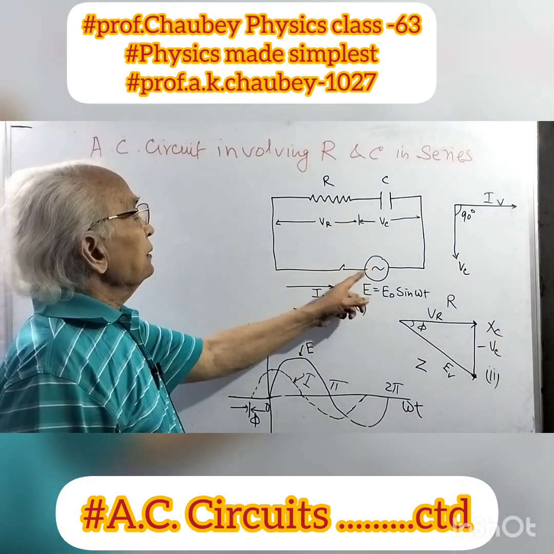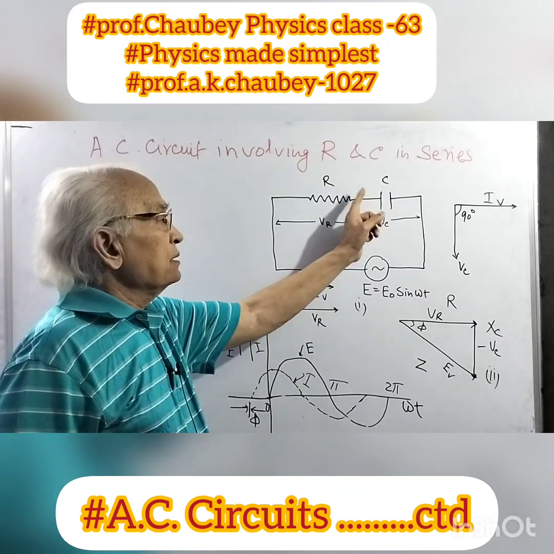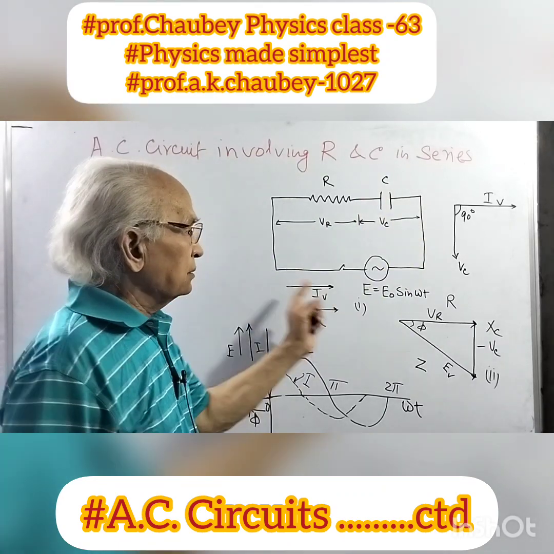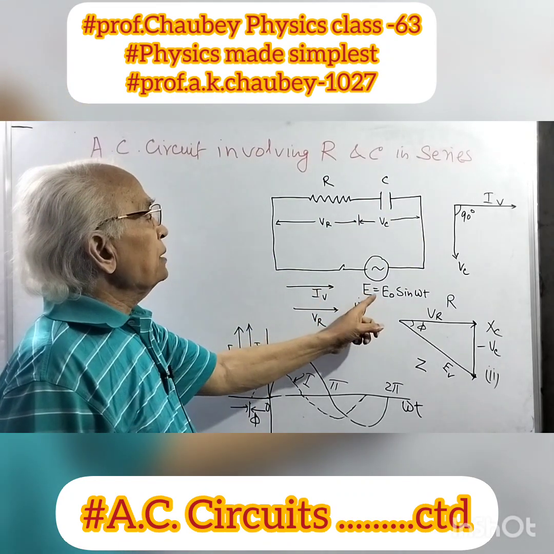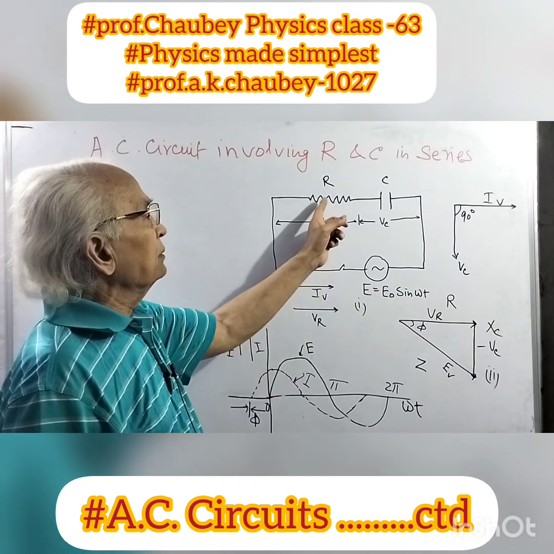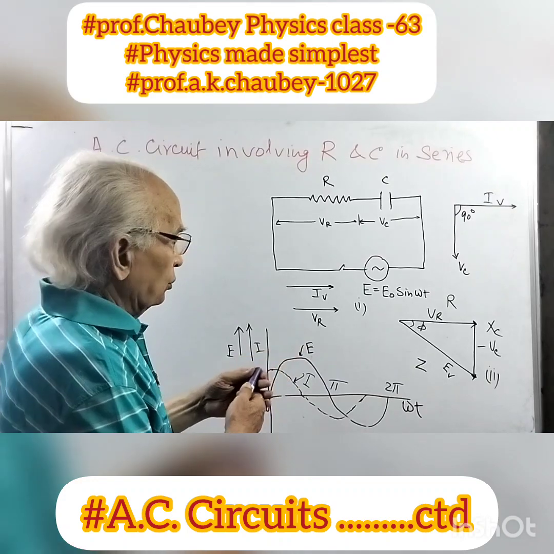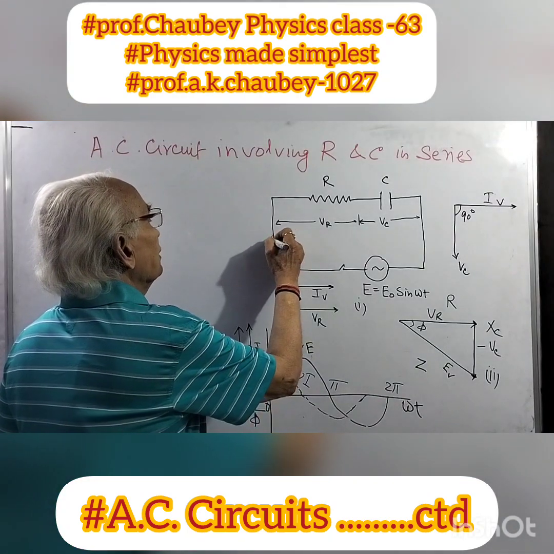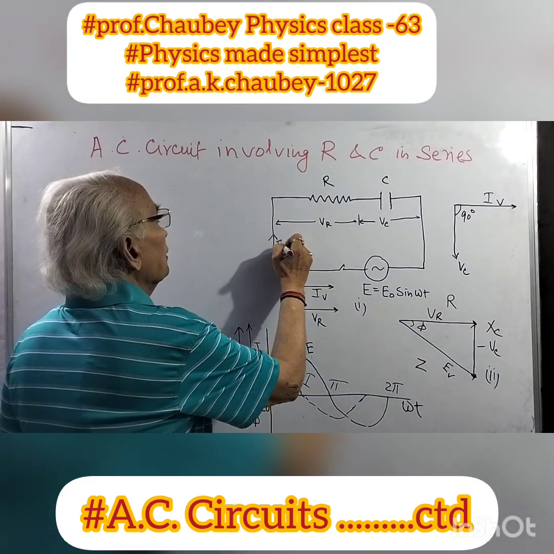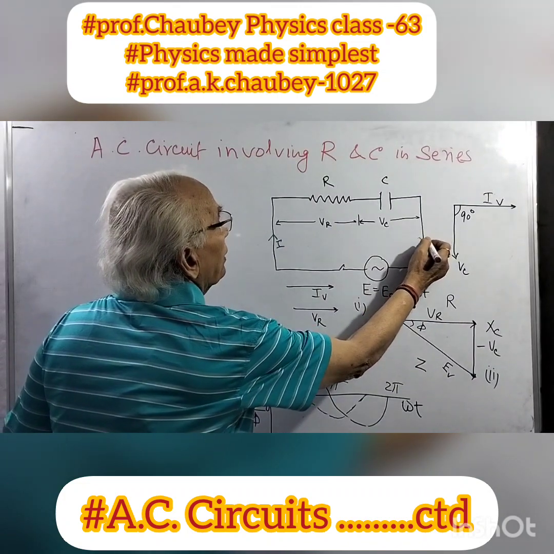R is the resistance connected in series with a switch, and C is the capacitance. So R and C are connected in series. The potential or EMF is impressed over this R and C series combination. Current will flow through this, and say I is the instantaneous current at any instant.